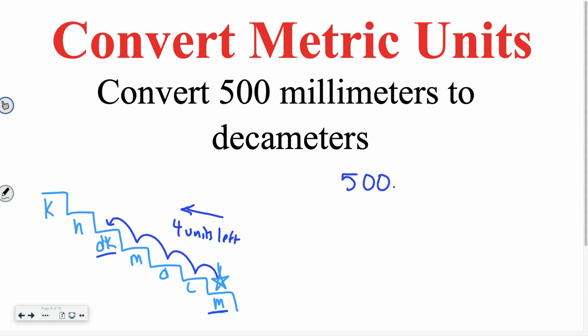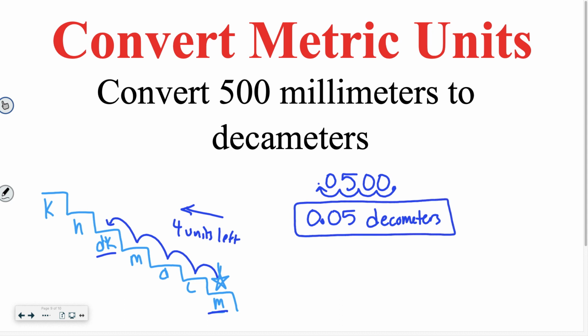So I started with 500 millimeters. Here's my decimal. I'm going to move it 1, 2, 3, 4. So I have to fill that empty space. So I have 0.05. If I want to write those last 2 zeros, I can, but it doesn't make a difference. So I have 0.05 decameters. And that is my final answer.